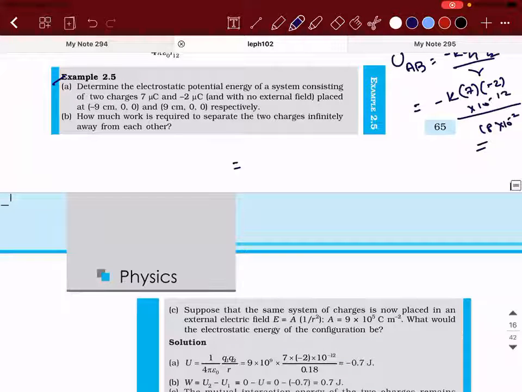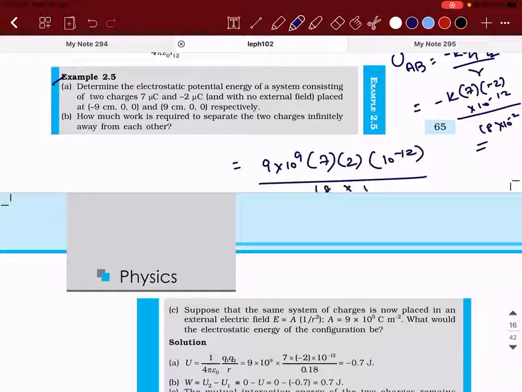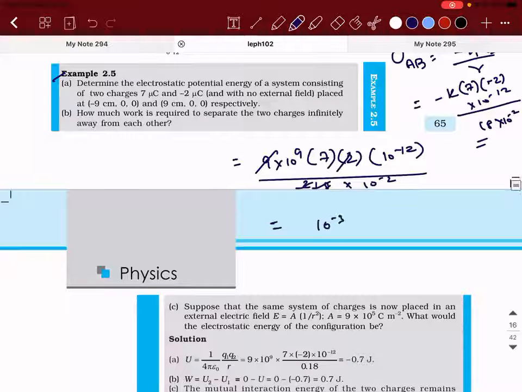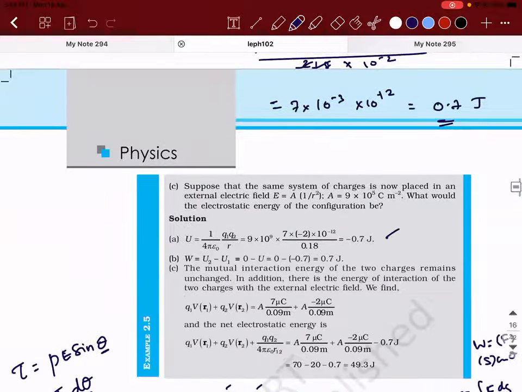So this one comes out to be 9 into 10 power 9 into 7 into 2 into 10 power minus 12 divided by 18 into 10 power minus 2. So this goes 2 times, this goes 2 times. So this becomes 10 power minus 3 into 10 power plus 2. So 7 into, that is 0.7 joules. Is that the answer? So 0.7 joule is going to be the answer.